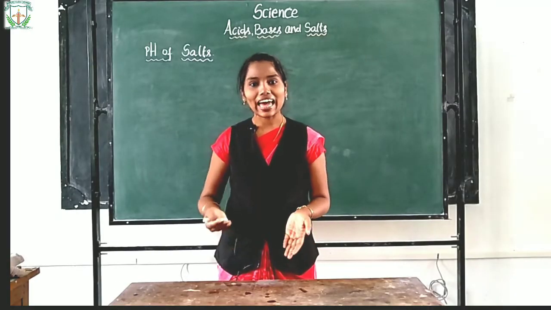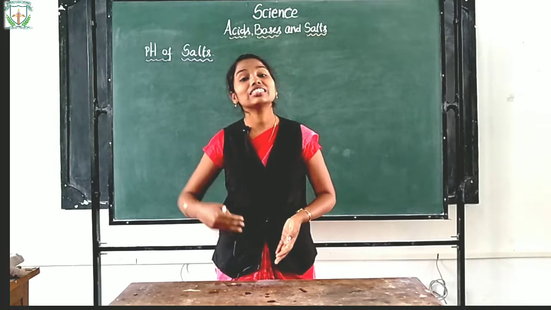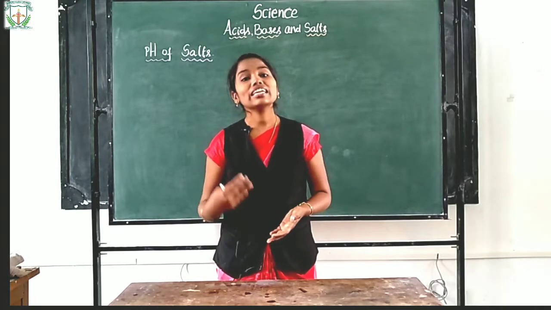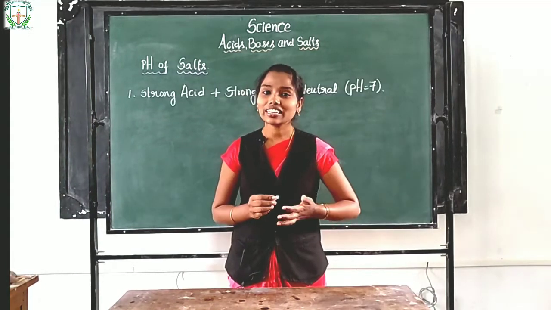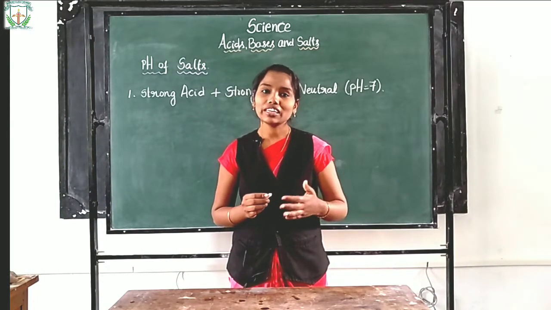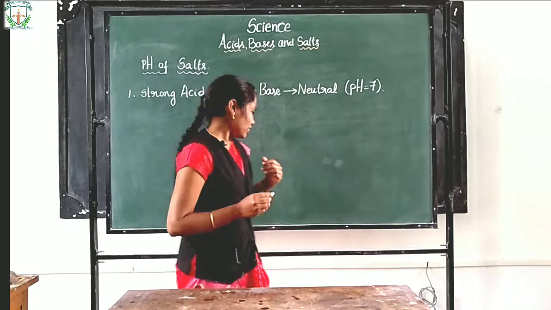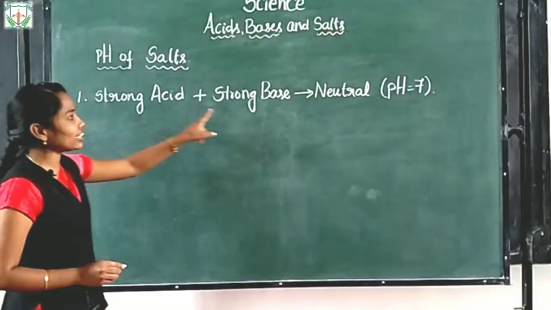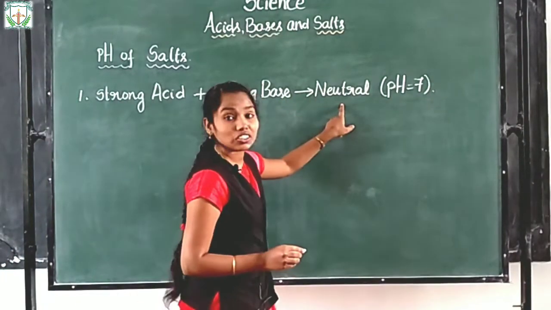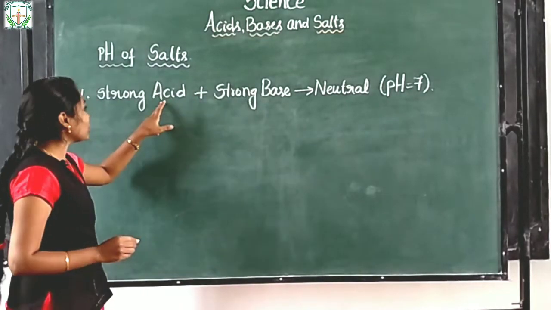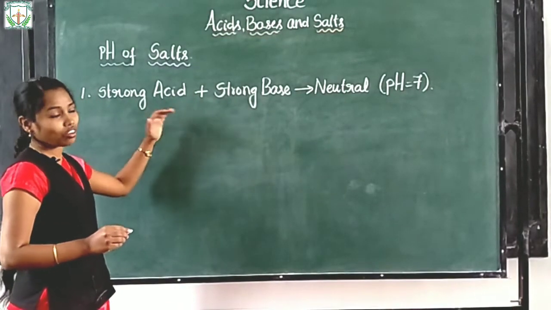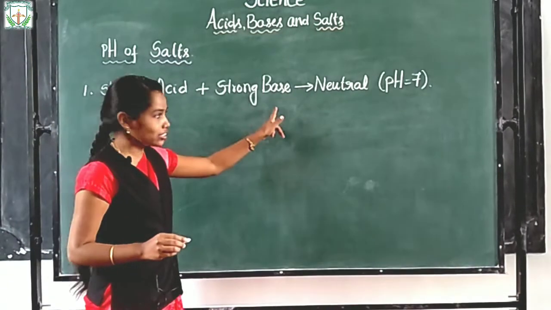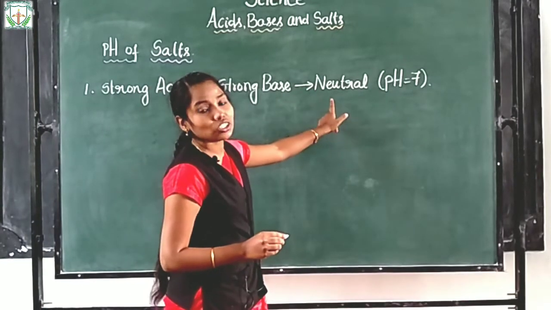So children, in the activity we took 3 samples, that is 3 salts only. All 3 are salts only, but they differ in nature. So their nature depends on what? So children, the nature of the salts depends upon the reacting acid and base. You can observe here. When the salt is formed from a strong acid and a strong base, then that salt is neutral. You can observe, children, both the acid and the base are strong. That means the strong acid gets neutralized by the strong base. Hence the formed salt is neutral in nature.